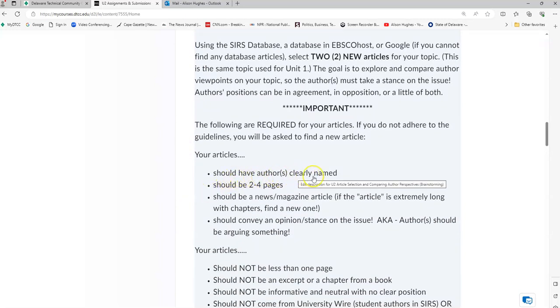Make sure it has a clearly named author. The article shouldn't be too long, 2 to 4 pages, maybe 5. It should be a news article or a magazine article. You don't want it to be overly long though. So we're not looking for long form journalism here. We're looking for shorter arguments. And again, it should convey some sort of opinion or some sort of stance on the issue. The author should be arguing.